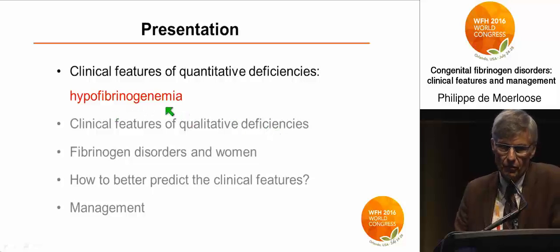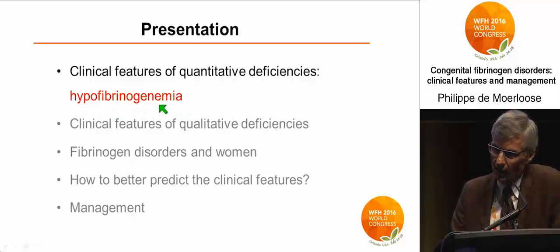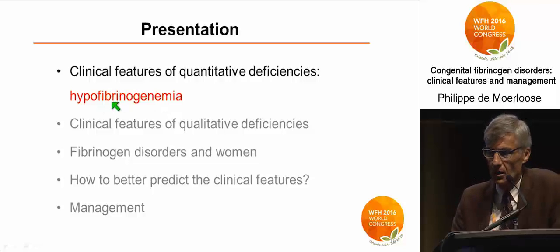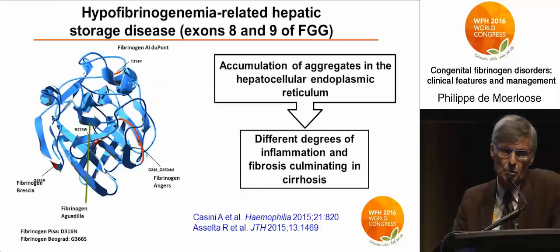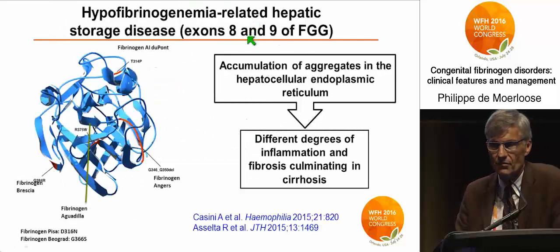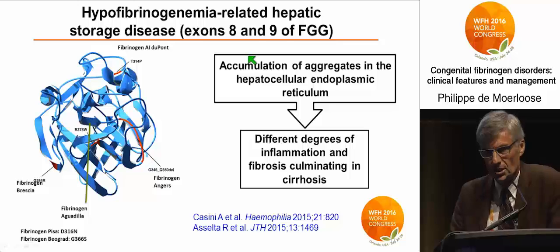There is something very special concerning the mutation type 1 with hypofibrinogenemia. Most of these patients are asymptomatic. When they have very severe hypofibrinogenemia, some of these patients become symptomatic. But there is one thing which is particular: it's a hepatic storage disease.